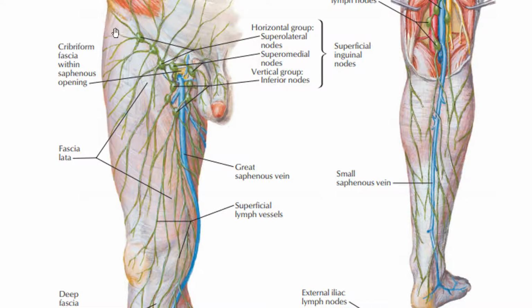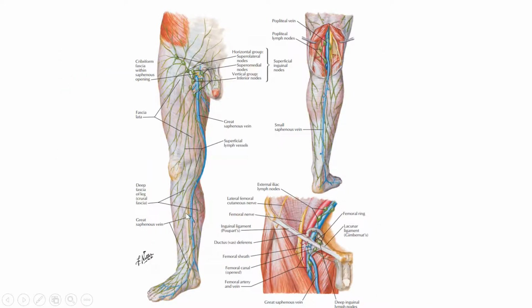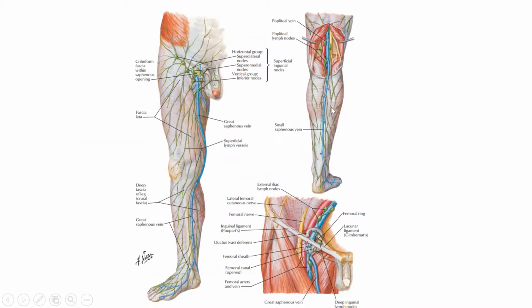And this vertical group: all the lymphatics which were accompanying the great saphenous vein and its tributaries ultimately drain into this vertical group of lymph nodes. And this is one pattern. In the second pattern, as you can see, the small saphenous vein.